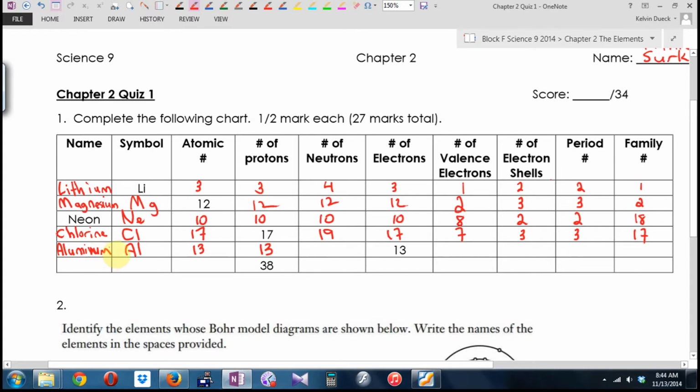How many neutrons? 27 take away 13, 14. How many valence electrons? I count from the left. Hey, there's 3 of them. How many electron shells? Well, it's in row 3, period 3. It's got 3 electron shells, 2 full and 1 not full yet. What family is aluminum? Family number 13.